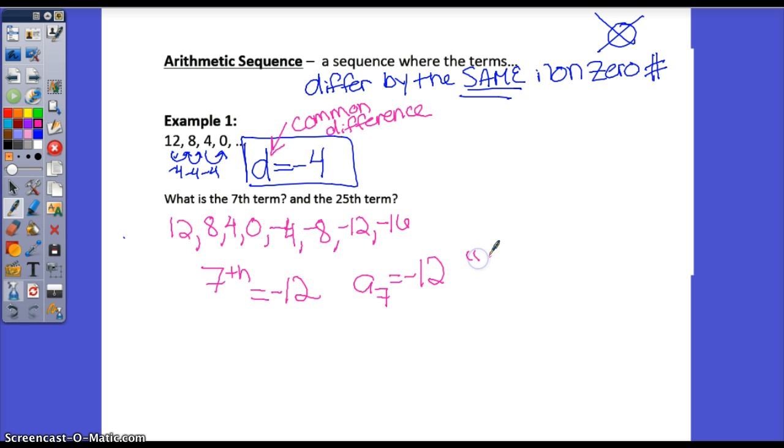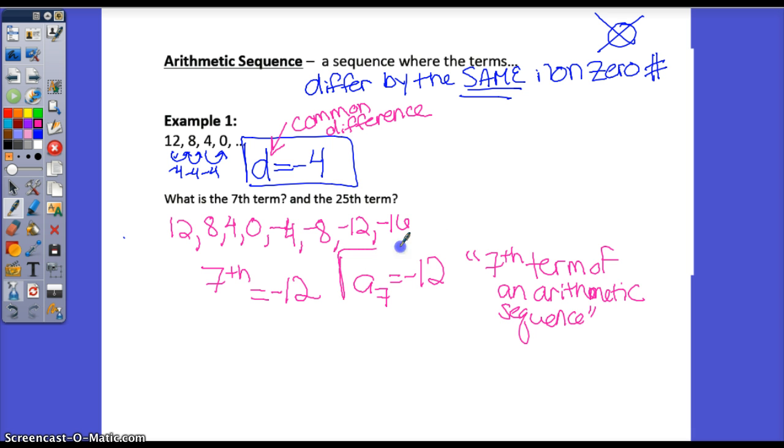What this means is the seventh term of an arithmetic sequence. So that's the way that you would write it. Instead of writing 7, you'd write A sub 7 equals -12. Take a couple of minutes and now keep going all the way to find the 25th term.